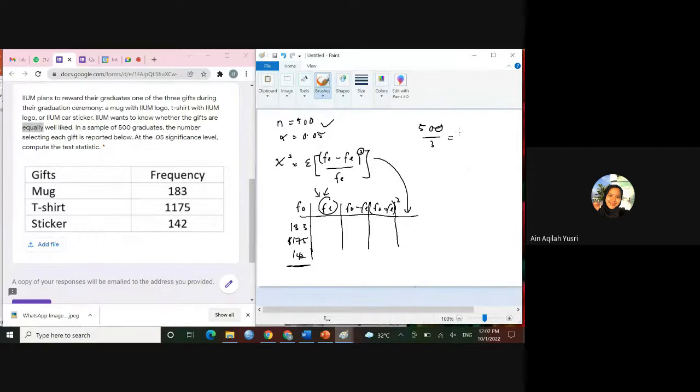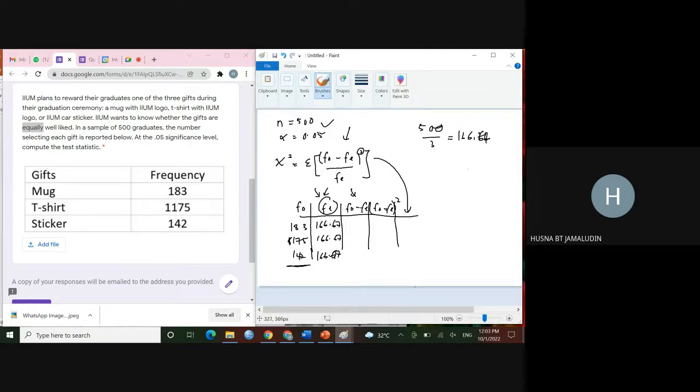166.67. Cool. So you have to put 166.67 for the first, and 166.67 for the next, and 166.67 for the last. Now, the second part. Basically it's easier to just compute straight away, but that's fine, so that you can see all the steps.